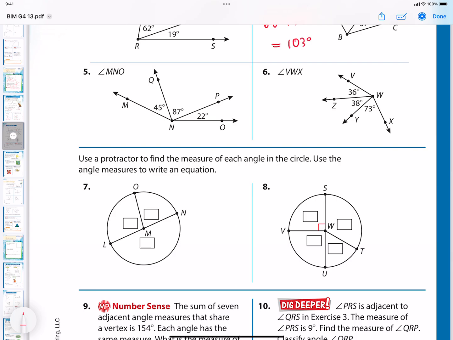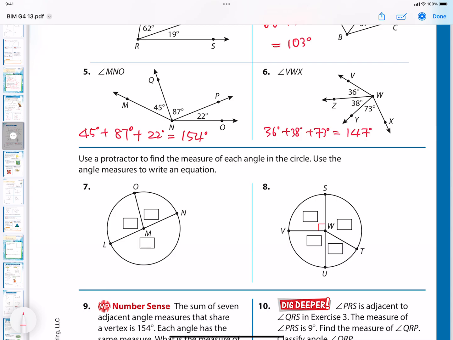Number 5, angle MNO. Okay, so now you need to add all three. 45 degrees plus 87 degrees plus 22 degrees. Altogether 154 degrees. Okay, angle VWX, which is what? 36 degrees plus 38 degrees plus 73 degrees, which is altogether 147 degrees.